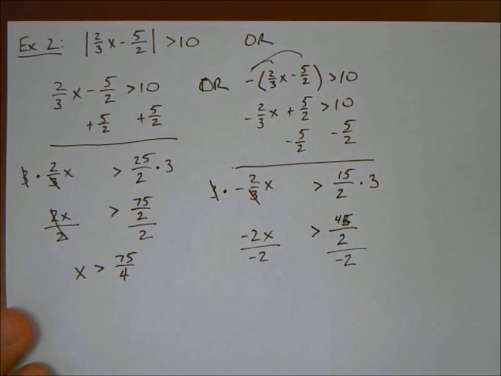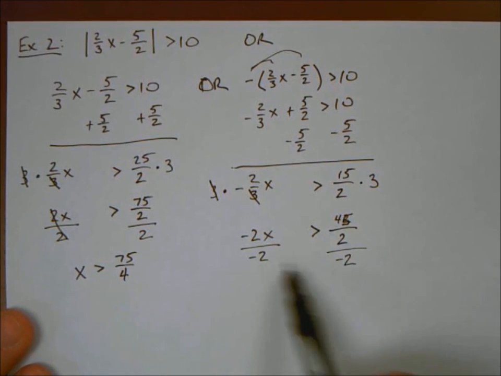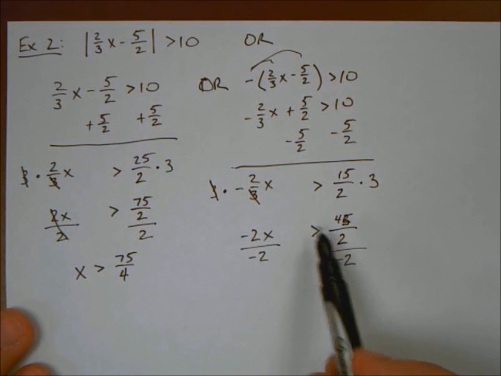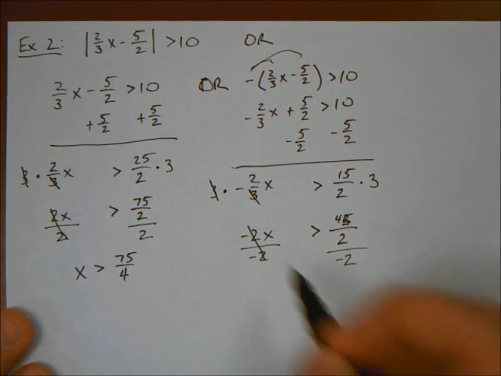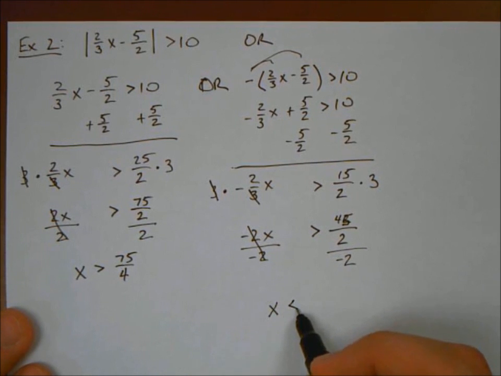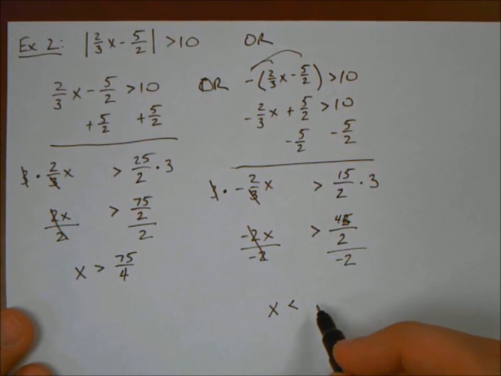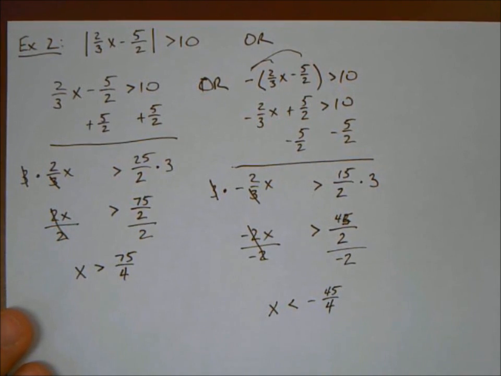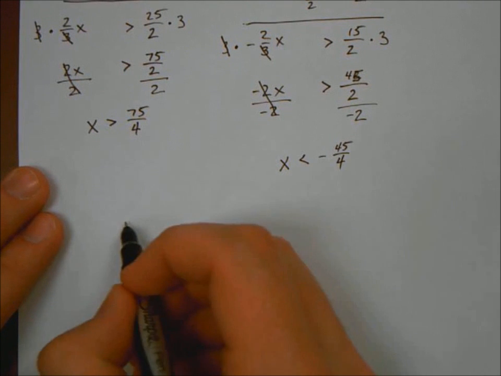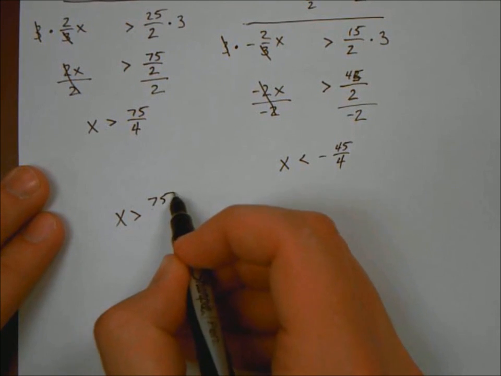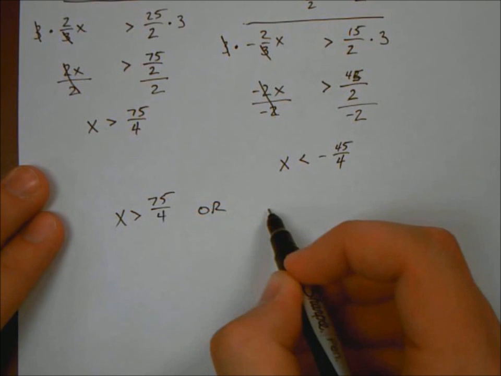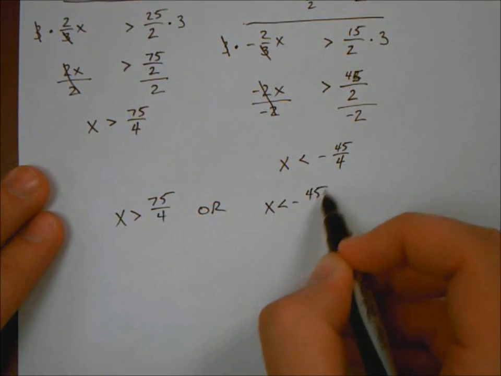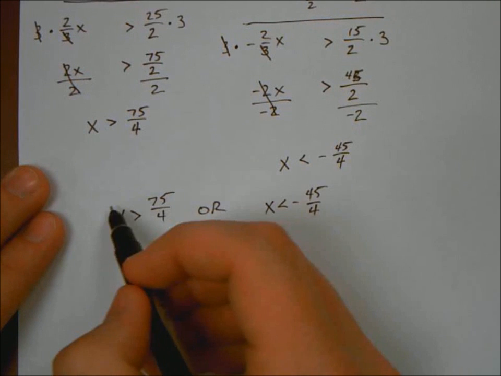Here's a very important comment that you've got to have down in your notes. Whenever you multiply or divide by a negative number, the inequality sign will flip. So these cancel. X, flip the inequality, and then this is negative 45 over 4. So one of the ways that I'm going to write my answer is x is greater than 75 over 4, or x is less than negative 45 over 4. So there's one way.